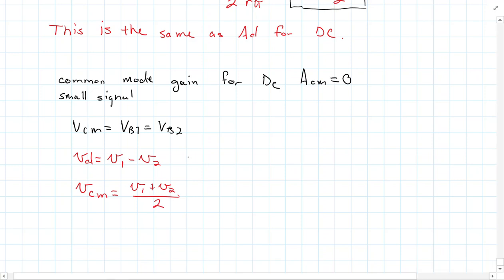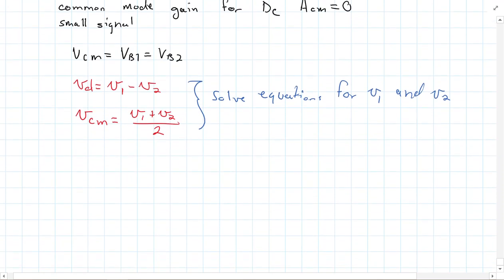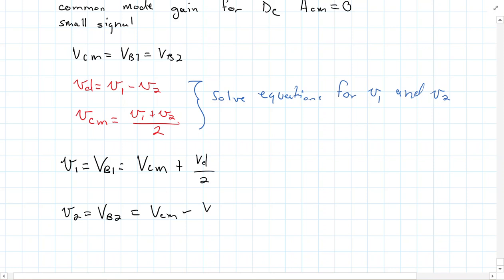Now I'm not going to do this, it's very easy, but solve those equations for V1 and V2. If you solve those equations for V1 and V2, you get V1, which is going to be my VB1, is equal to my common mode voltage plus my differential voltage divided by 2. And then V2 is going to be VB2, which is my common mode voltage minus VD over 2.